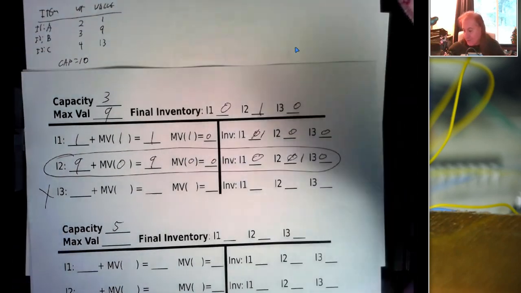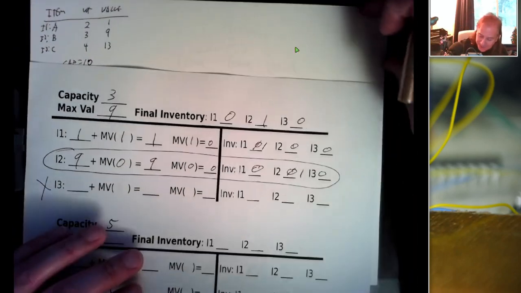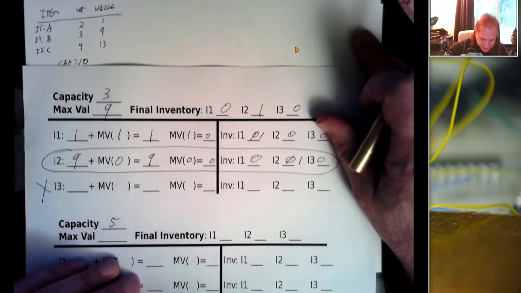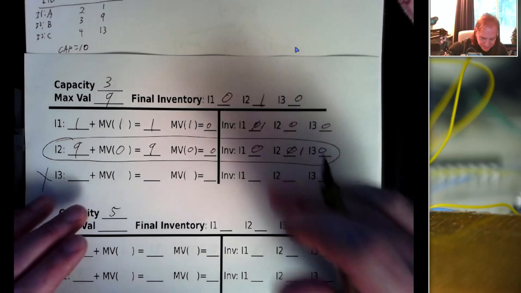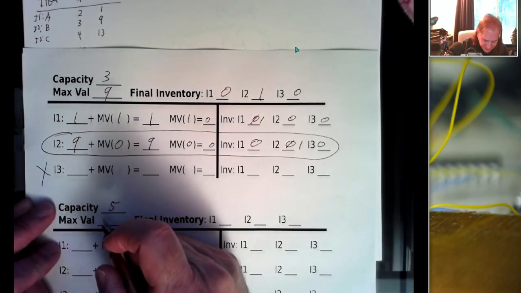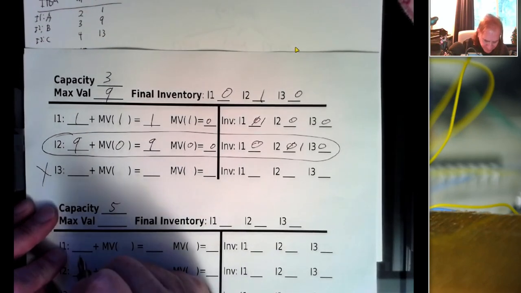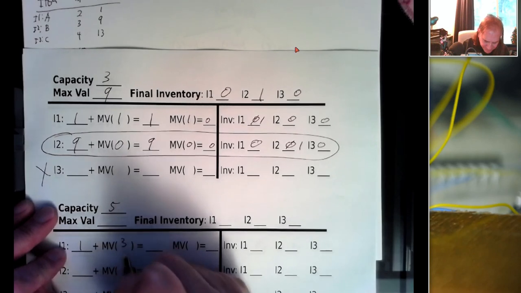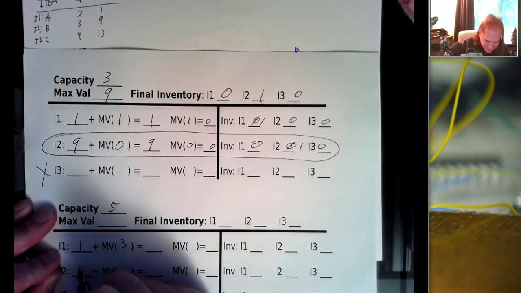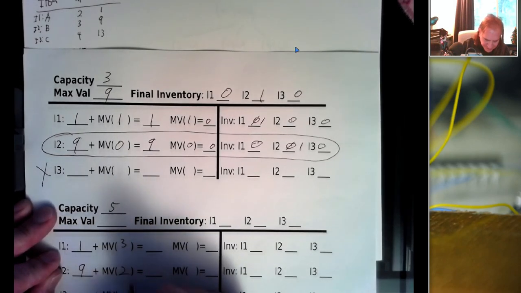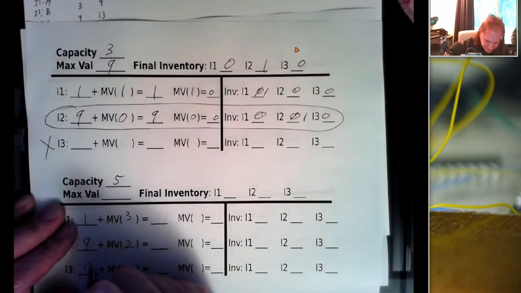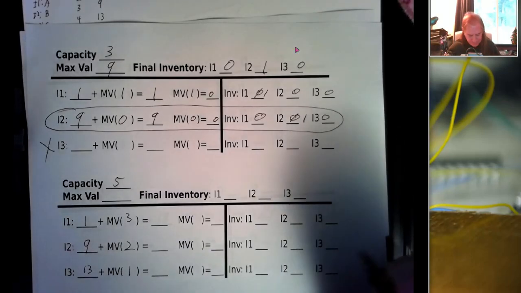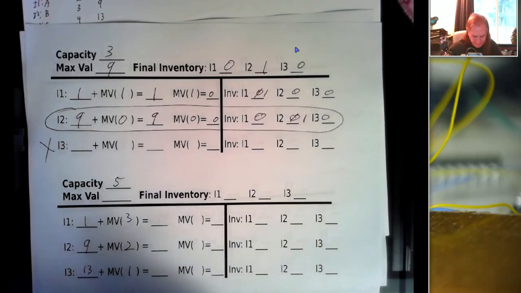So you can fast forward if you've got the idea here. Well, we're going to take this out to its conclusion just to say we did. So if we have a capacity of 5, we can start with item 1, which is worth 1, plus max val of 3. We can start with item 2, which is worth 9, plus max val of 2, or item 3, which is worth 13, plus max val of 1. All right, well, what is max val of 3?